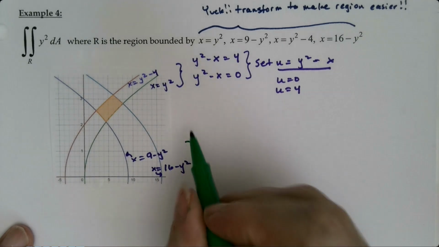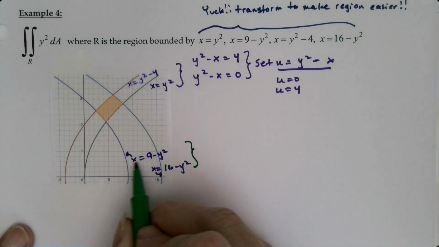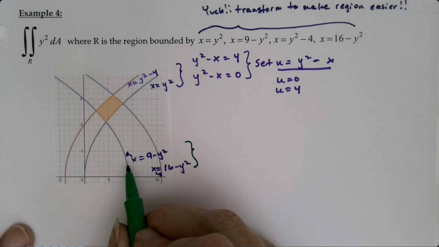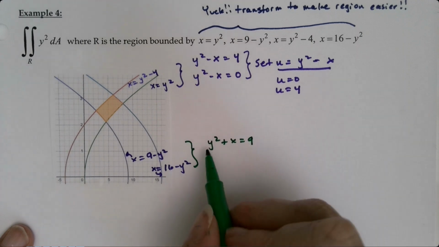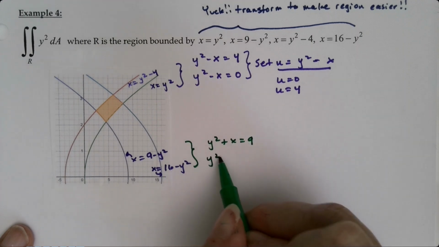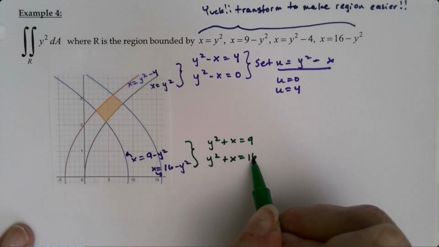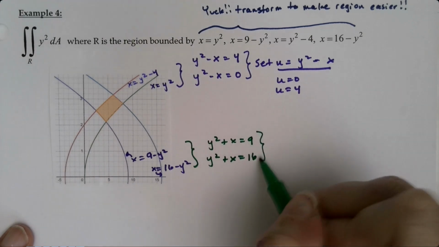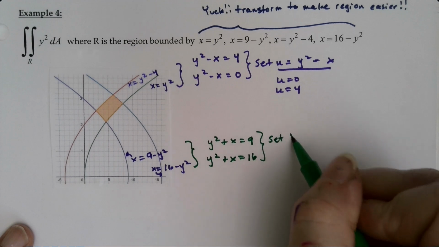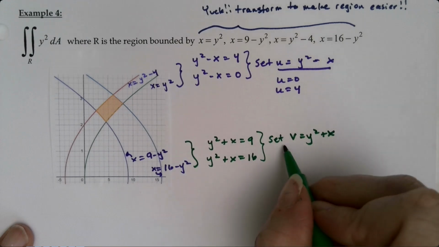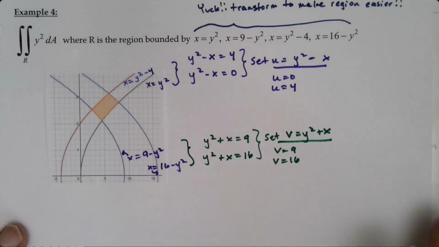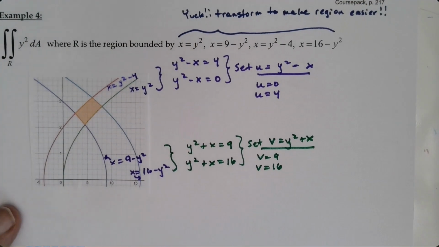All right, let's do the same for these two. So this is 9 minus y squared equals x. So if I bring the y squared over, that would be y squared plus x equals 9. And then y squared plus x equals 16. So now we're going to set v equal to this y squared plus x. And then we know we're going from v equals 9 to v equals 16. We have a super easy area of integration.